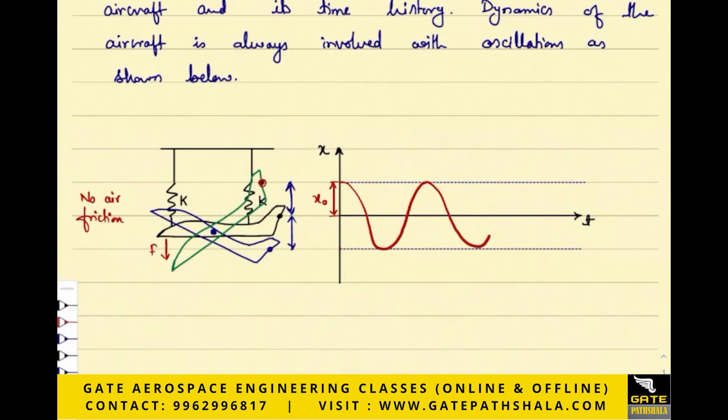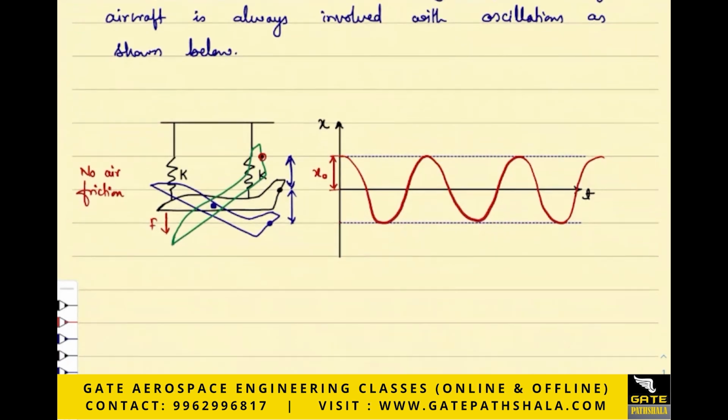The amplitude will remain the same. Correct. And the motion will become periodic. It will be like a simple harmonic motion. Agree? The time period between these two will be the same as the time period between these two and these two. So you will be able to compute the time period of the oscillation. Can I go ahead now?